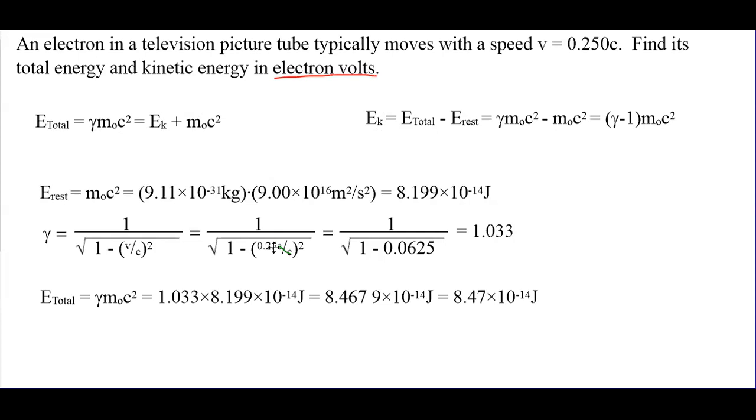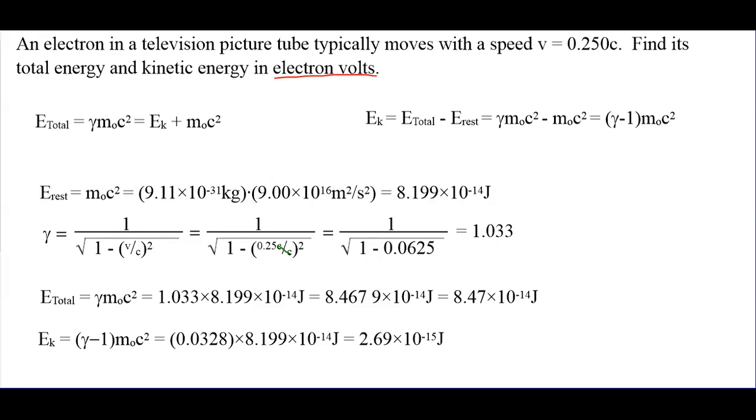To find my total energy, I won't bore you too much with the details. I've just basically multiplied these two numbers together, right? And I came up with, to three significant figures, 8.47 times 10 to the negative 14 joules. So it's just slightly larger because total energy is going to account for how much energy it has just for being at rest, plus the additional energy of your kinetic energy. So your total energy should be greater than your at rest energy.